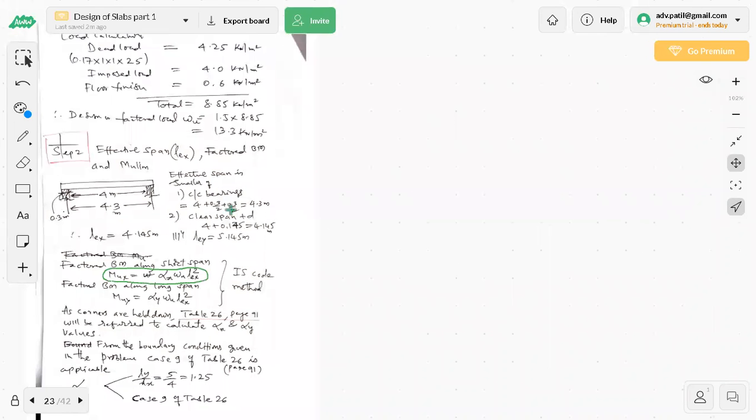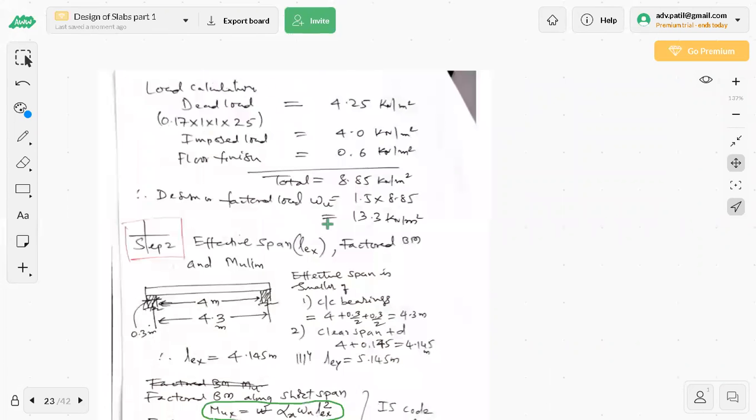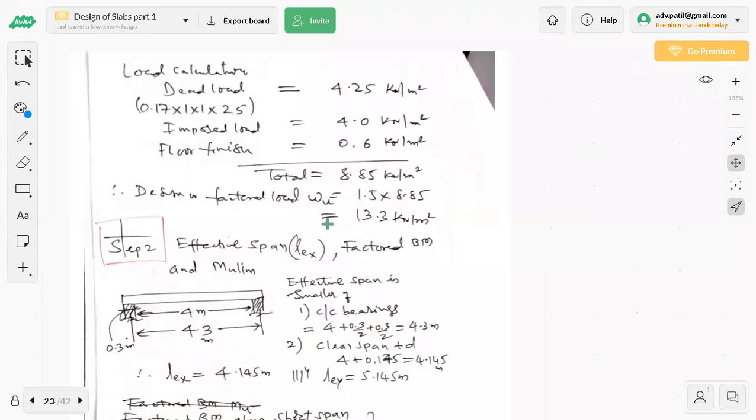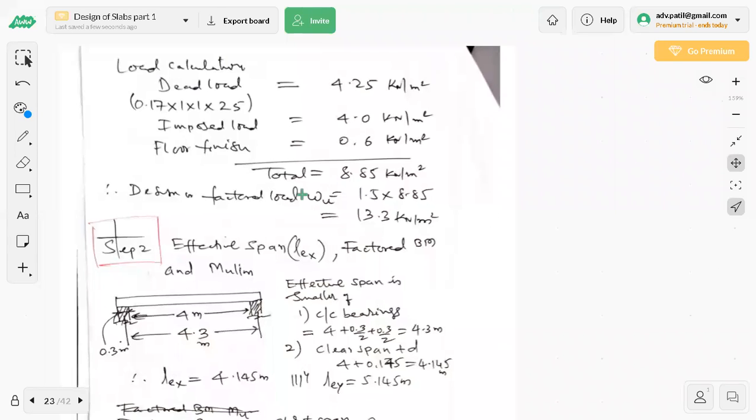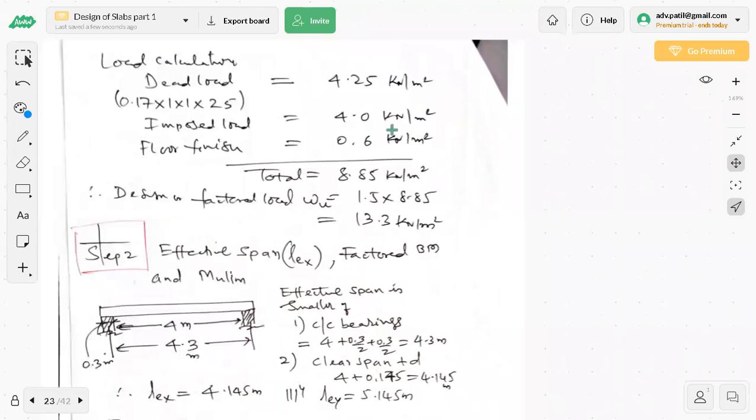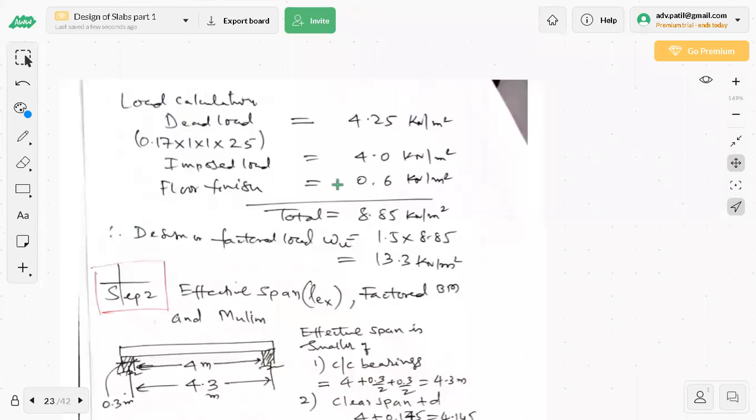Once the thickness is done, go for load calculations. Load per 1 meter square, a 1 meter by 1 meter slab is taken. For 1 meter by 1 meter, how much is the dead load, how much is the live load, and floor finish, that you have to calculate. So floor finish is already given per meter square. Even if you multiply 1 into 1, it is going to remain the same, but it is already there in 1 meter by 1 meter format.